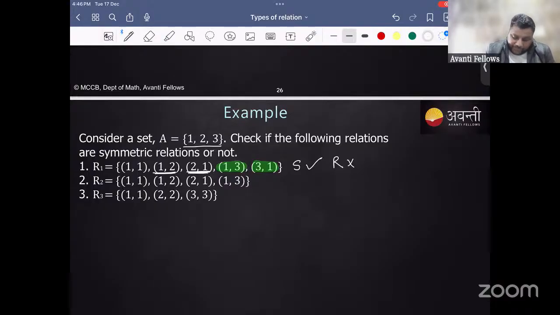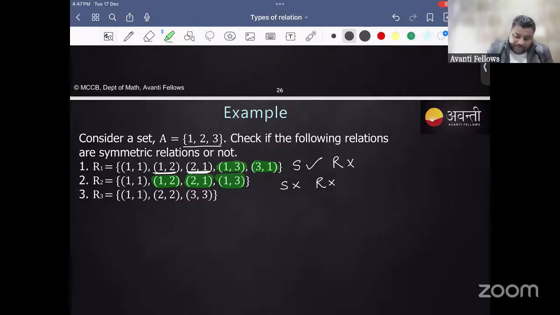Come to the second one. In the second one, (1, 2) is here, (2, 1) is here. Very good. (1, 3) is here, but (3, 1) is not here. Got it? So symmetric, no. Reflexive, no.